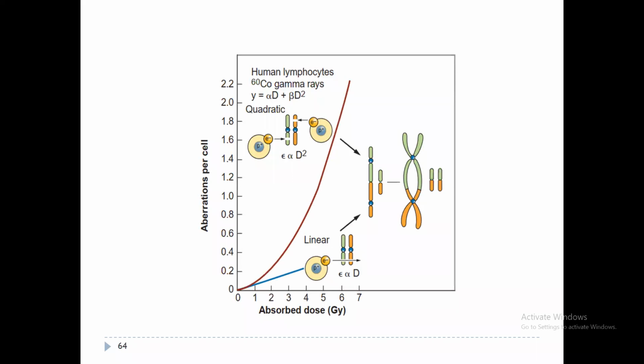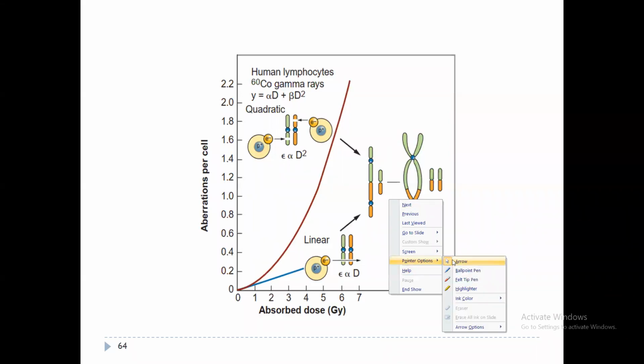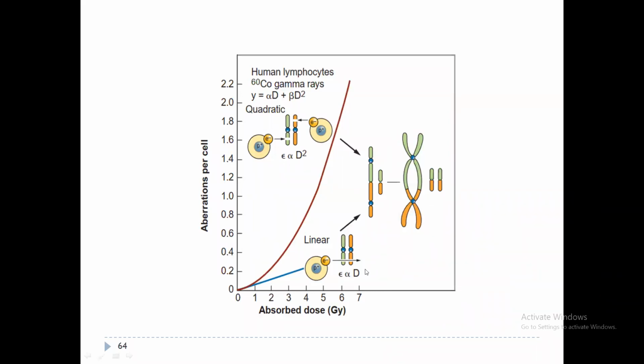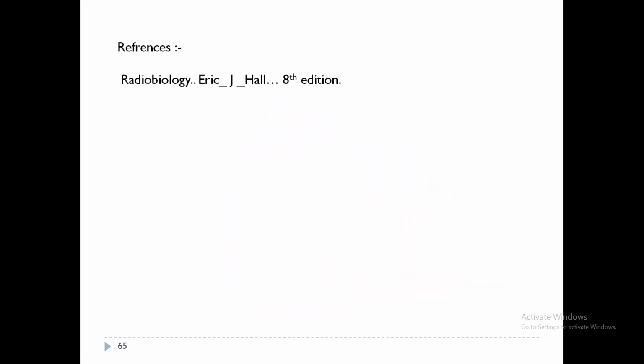So in this picture, we can see that at low doses, both breaks may be caused by the same electron, while at higher doses, two separate electrons are required, and this aberration is proportional to the dose squared, while at low doses it is proportional to the dose D. Thank you.